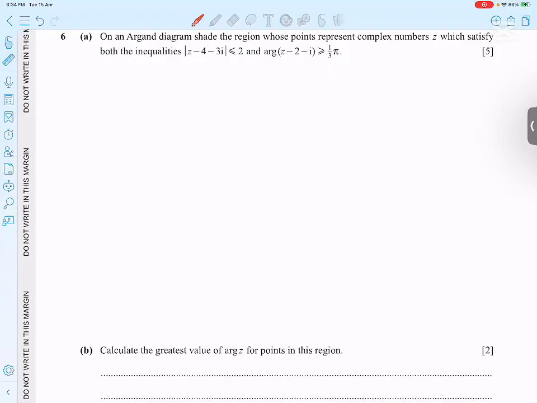Question number 6 we have. The region whose points represent the complex number z satisfying the inequalities this and this. So let's try to do it. So first of all, I will reshape z. This one, I will reshape with negative common: negative 4 plus 3 iota. This negative sign is compulsory. Make sure this negative sign is fixed. And this represents the center of the circle. And this 2 represents the radius of the circle.